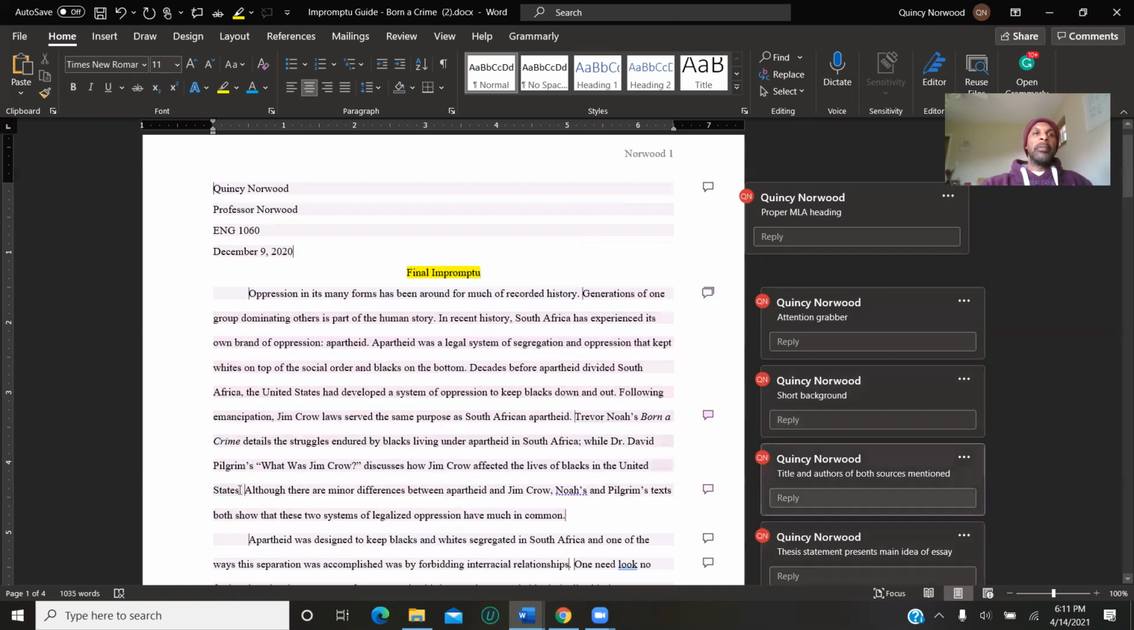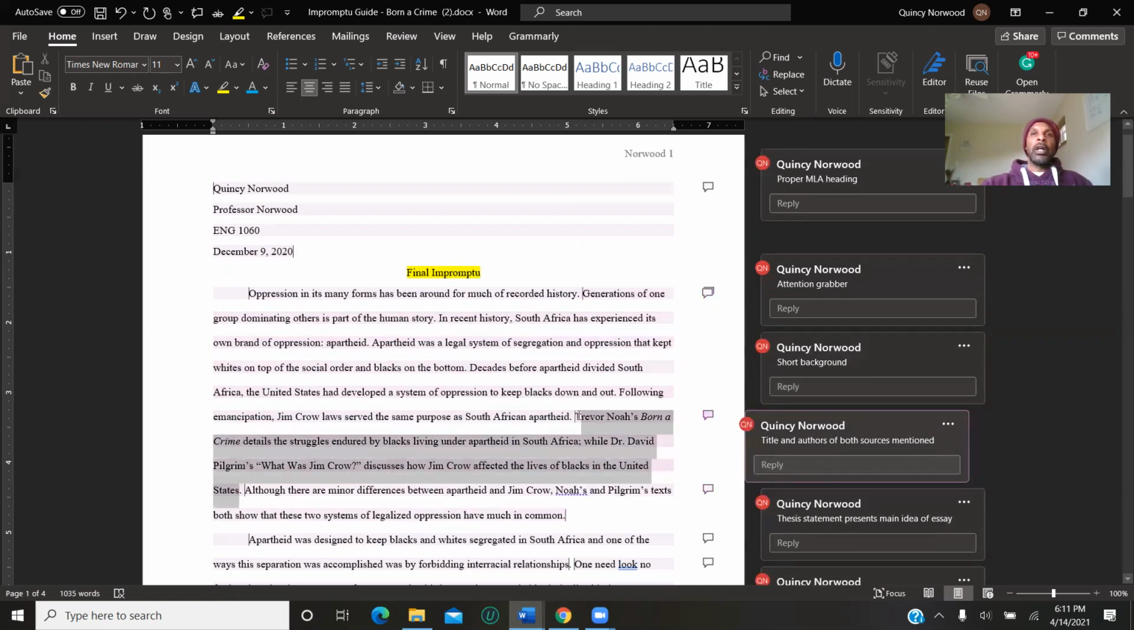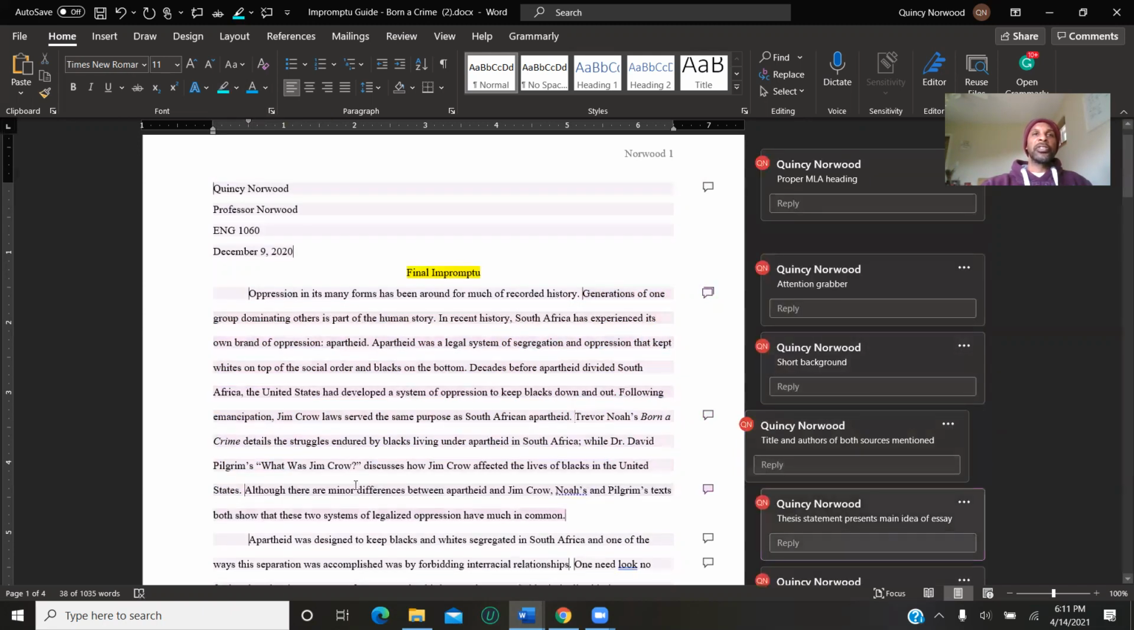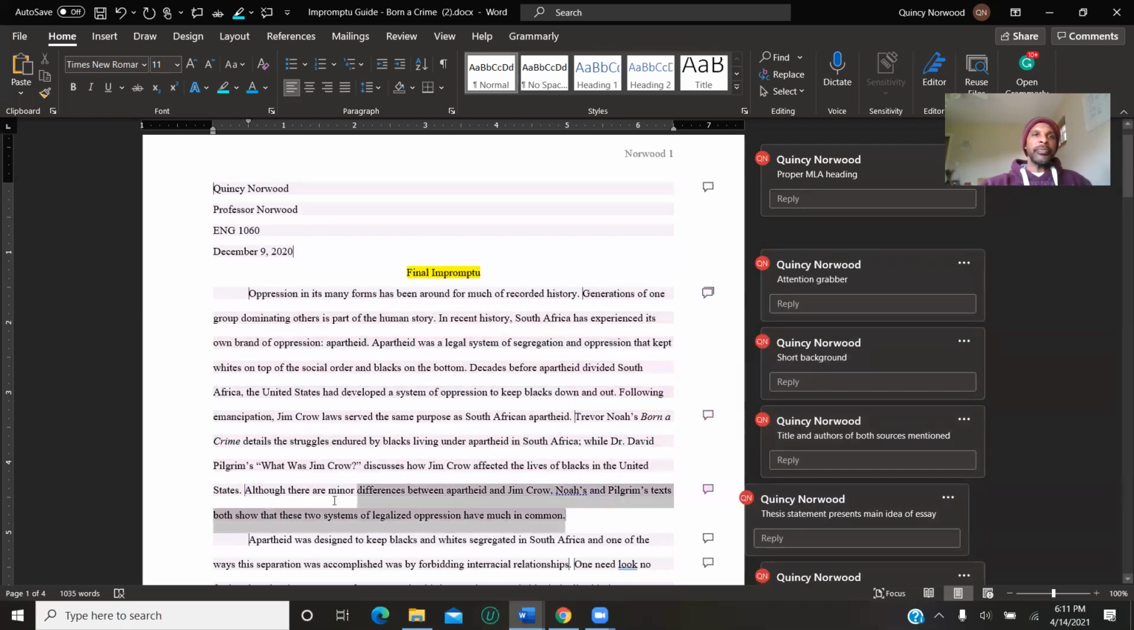Now, again, as I stated before, make sure you mention the title and the author of each source. All right. Trevor Noah's Born a Crime details the struggles endured by many blacks living under apartheid in South Africa, while David Pilgrim's What Was Jim Crow discusses how Jim Crow affected the lives of Blacks in the United States. And then finally, here's the thesis statement.